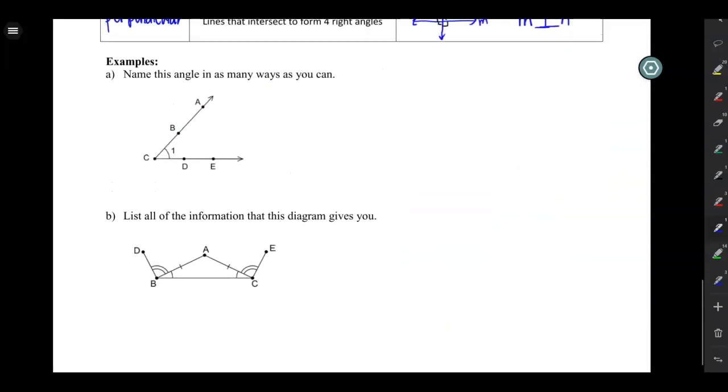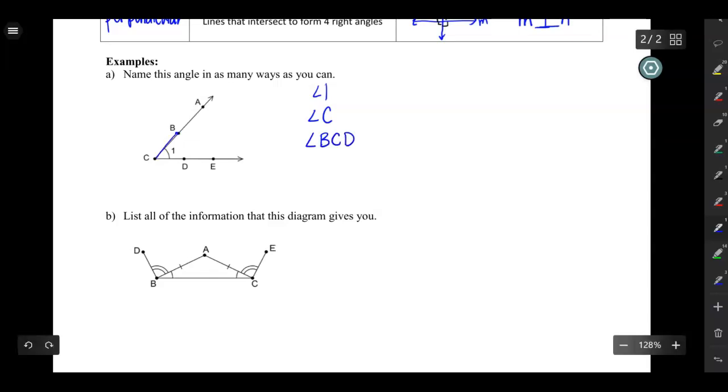Let's just do a couple examples of using these vocabulary words. In the first one, we're going to name this angle in as many ways as we can. One, we can name it just by saying that's angle 1. We could also say that's angle C and name it by the vertex. Or we can name it by the points. We could say that's angle BCD. So B, then C, then D, and it tells you what order to go in.